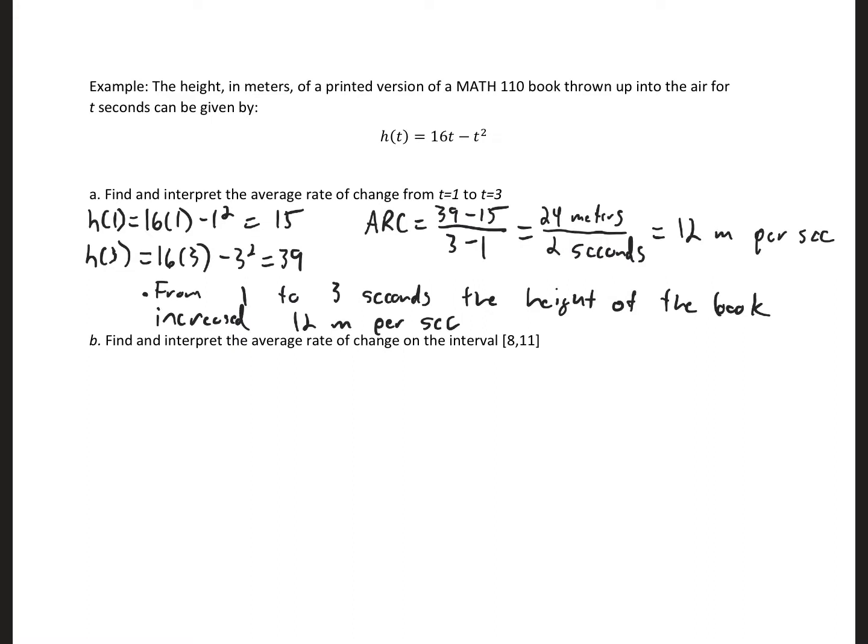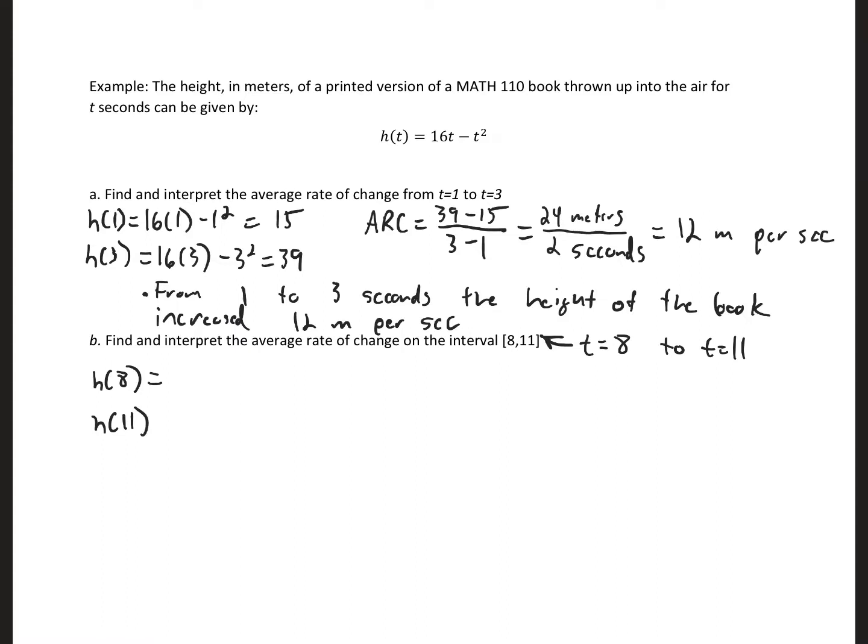In part B, find and interpret the average rate of change on the interval 8 to 11. That is interval notation. Those represent inputs. That is the same thing as saying from t equals 8 to t equals 11. That's how we're to read that interval notation, since it's brackets and not parentheses. That is not the same thing as a point. That is the same thing as saying input values. So we need to find H of 8 and H of 11.